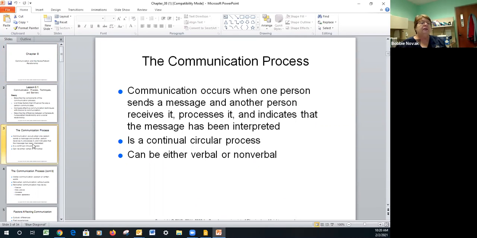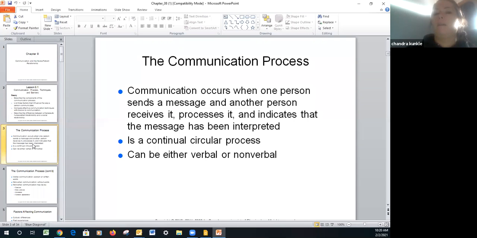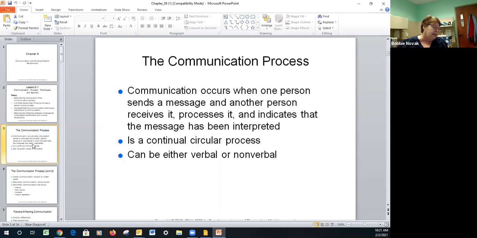Communication occurs when one person sends a message, another person receives it, processes it, and indicates that the message has been interpreted. If you look at the picture on page 102, your message is: here's your call light, press your button if you need me. The patient receives the message and says, I press the button here and you will come. That means they caught my message, right? And it goes back to the sender and the sender verifies, yes, you're right. So it's a continuous loop.